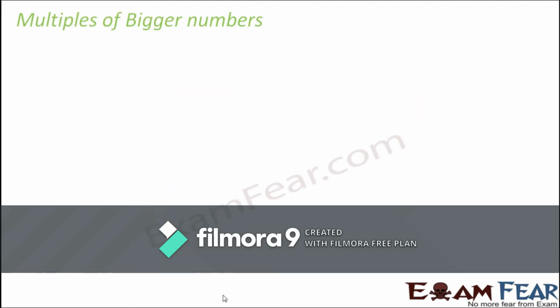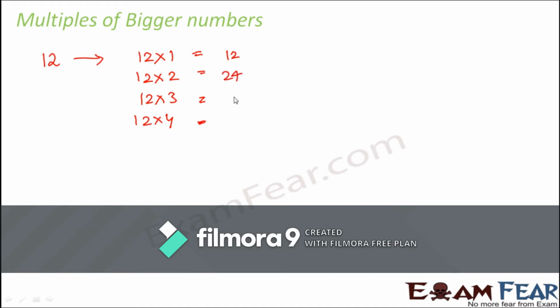Now in similar fashion, you can also write multiples of bigger numbers. So let us take an example. Let's consider 12. How would you write multiples of 12? Just keep on multiplying the various natural numbers like 12 into 1, 12 into 2, 12 into 3, 12 into 4. So what do you get? You get 12, 24, 36, 48, and so on. So this can go till infinity. There exist infinite multiples of any number.